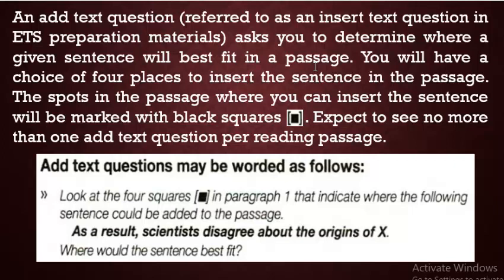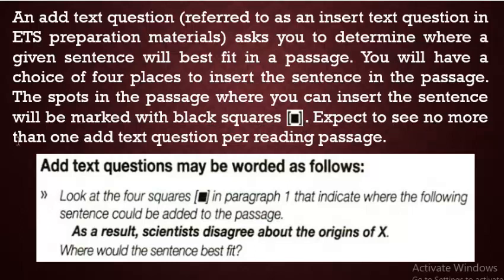1A, 2B, 3C and 4D. You will have a choice of 4 places to insert the sentence in the passage. 4 places are given to you as options. The spots, these are called spots. The 4 black squares that you see are called spots. The places in the passage where you can insert the sentence will be marked with black squares like this.